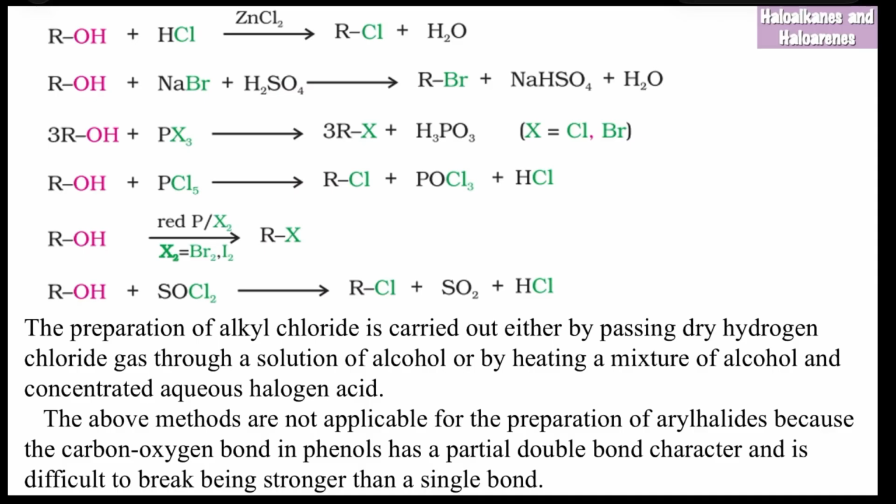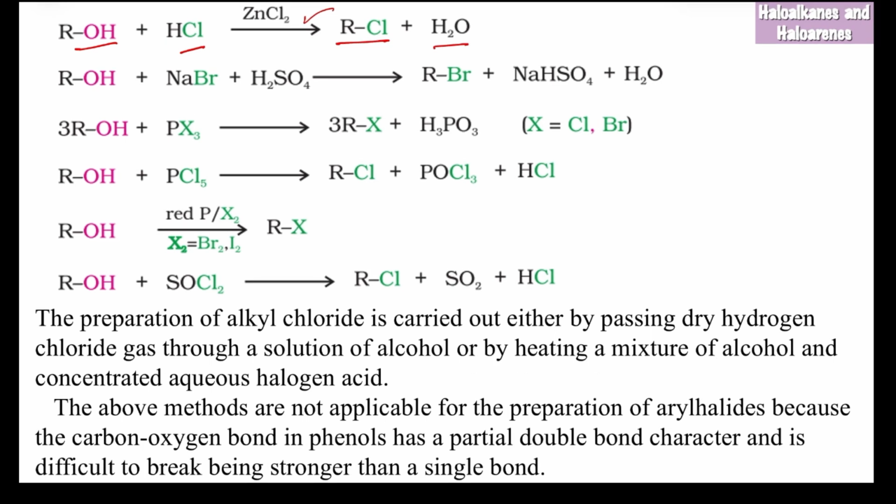Now these are some of the equations for the preparation of alkyl halide from alcohol. The first one: alcohol, when treated with hydrochloric acid in the presence of catalyst zinc chloride, forms alkyl halide. Here in this case it is alkyl chloride plus water.